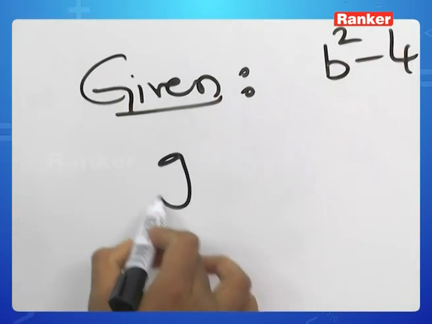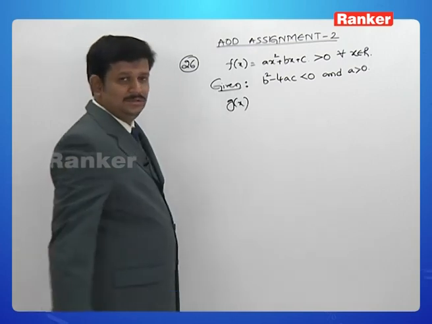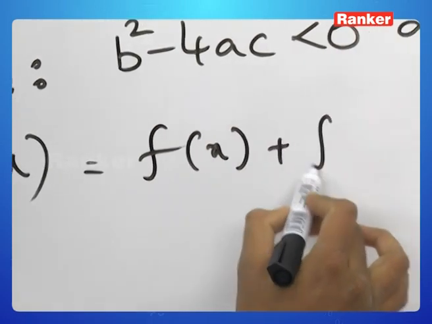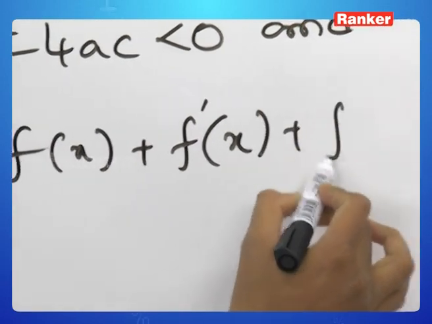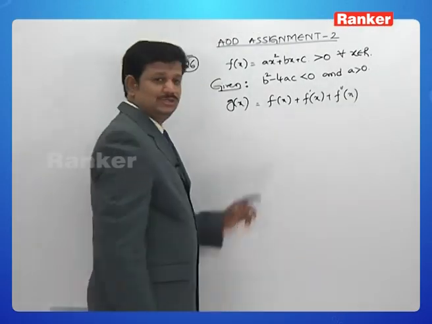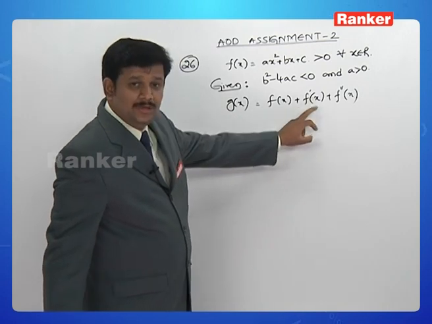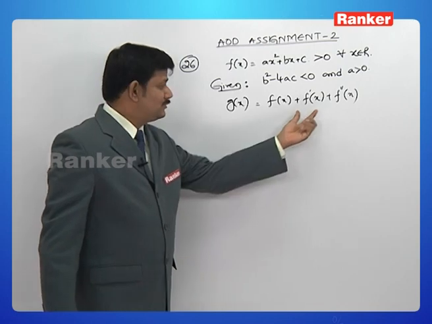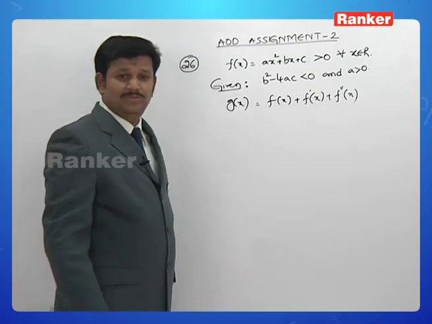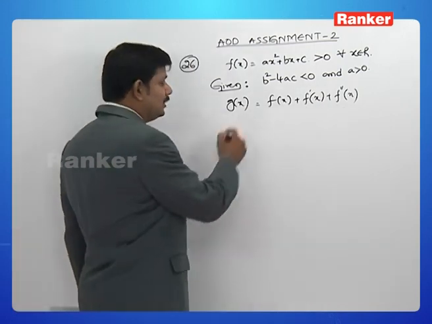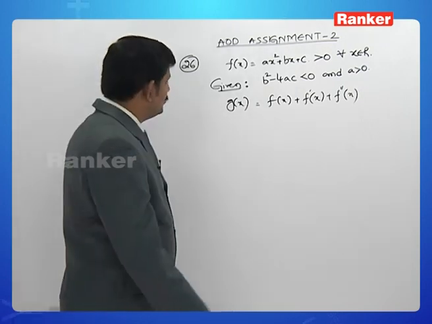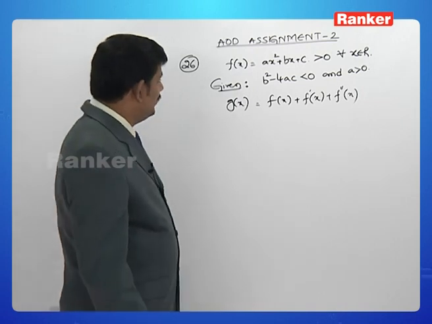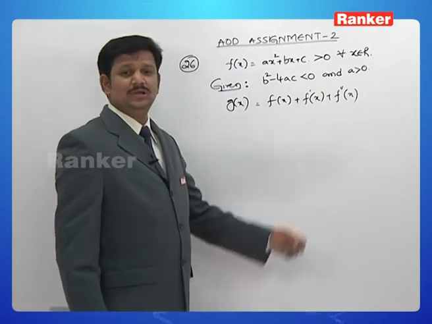Now, we have to talk about sign of the function g of x, which is f of x plus f dash of x plus f double dash of x. This is also a quadratic. F of x is quadratic, f dash x is linear, f double dash of x is a constant. So, g of x is also a quadratic. So, for it to be greater than 0 for all x belonging to R or less than 0 for all x belonging to R, we need to observe discriminant of this quadratic.